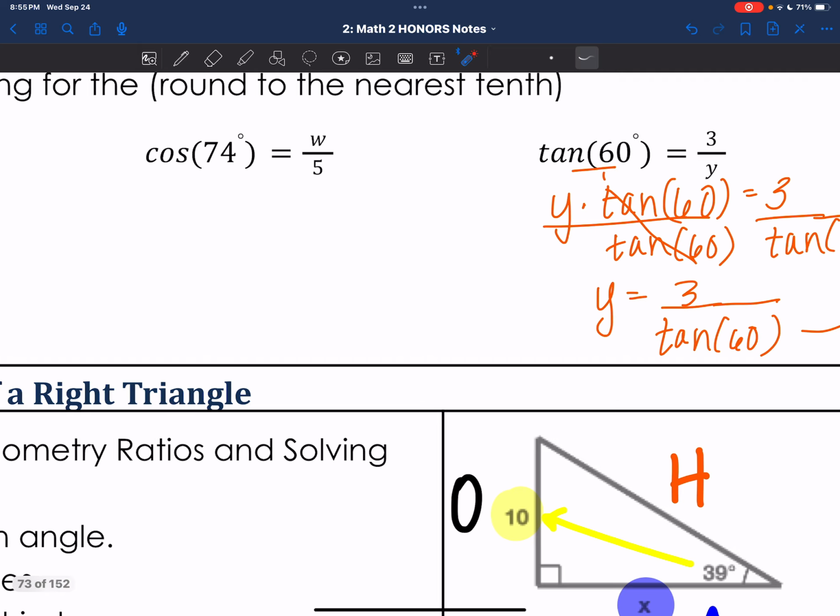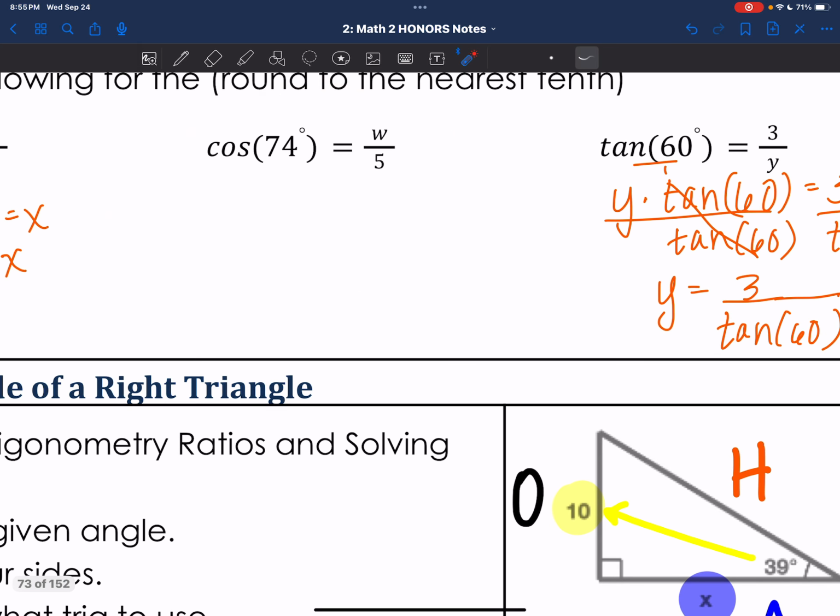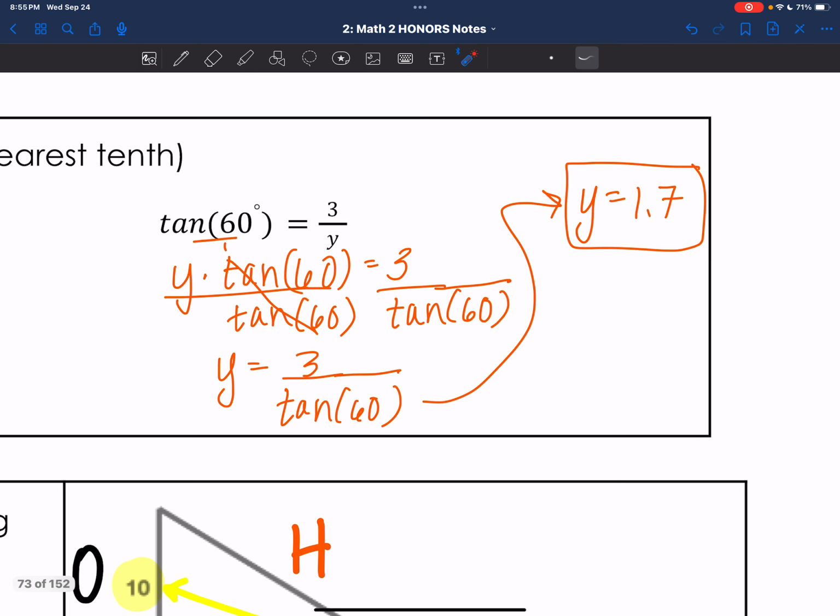For this one, I want you to go ahead and try it. Again, remember, set up as a proportion and then cross multiply. Now this one's a little different, because when you set up as a proportion and cross multiply, you're going to get y times tangent 60 equals 3. If you notice, y is on the same side as the tangent, so we have to get y by itself by dividing both sides by tangent 60. This cancels out, and you're left with y equals 3 over tangent 60.